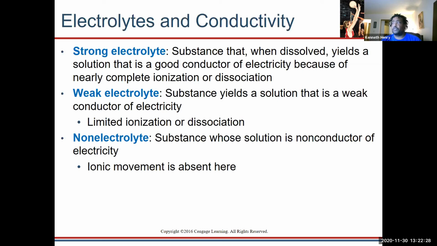And then a non-electrolyte won't dissociate. Water doesn't dissociate, right? You don't get an H plus and an OH minus, right? Technically you do a little bit, but not enough to do anything. And that's the same thing with, let's say, ethanol. Ethanol isn't going to dissociate. You're not going to get those plus and minus charges.